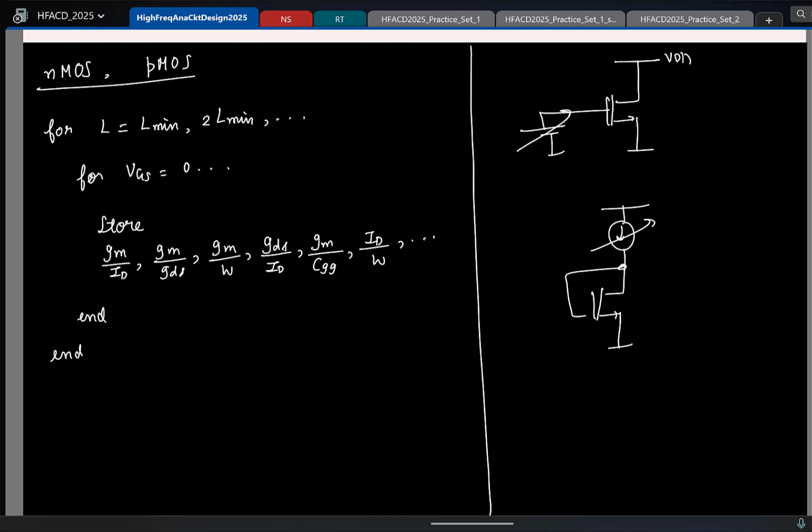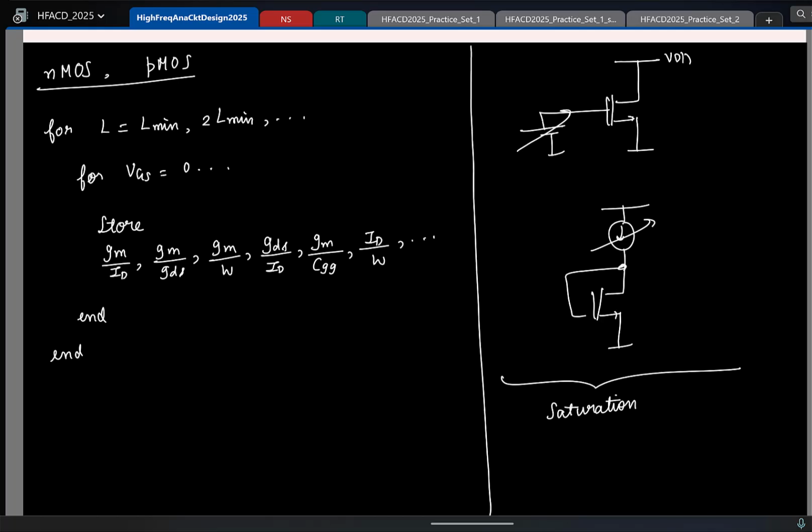But the point to note is, when you are getting these parameters, you should make sure that the transistor is in saturation, because finally that's where you want your transistor to be biased. So you ensure that's happening. So is the idea clear how we are generating the lookup table?